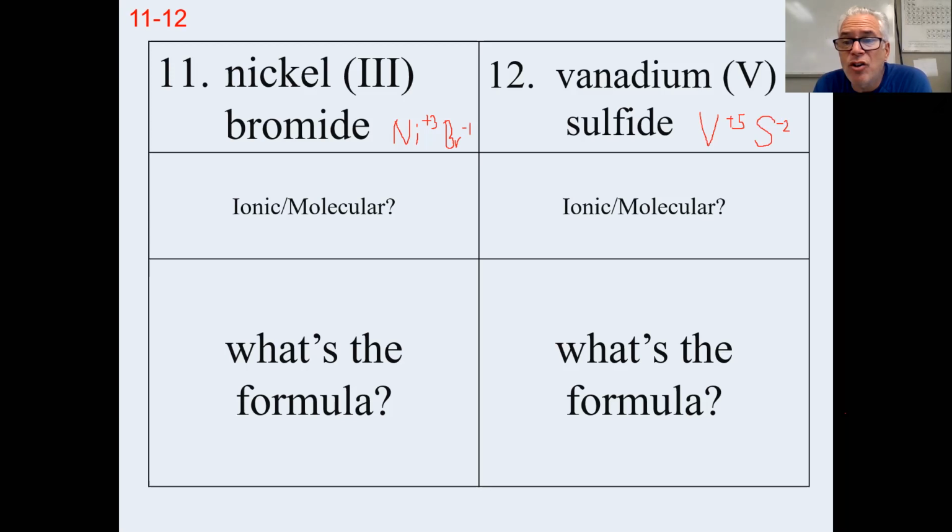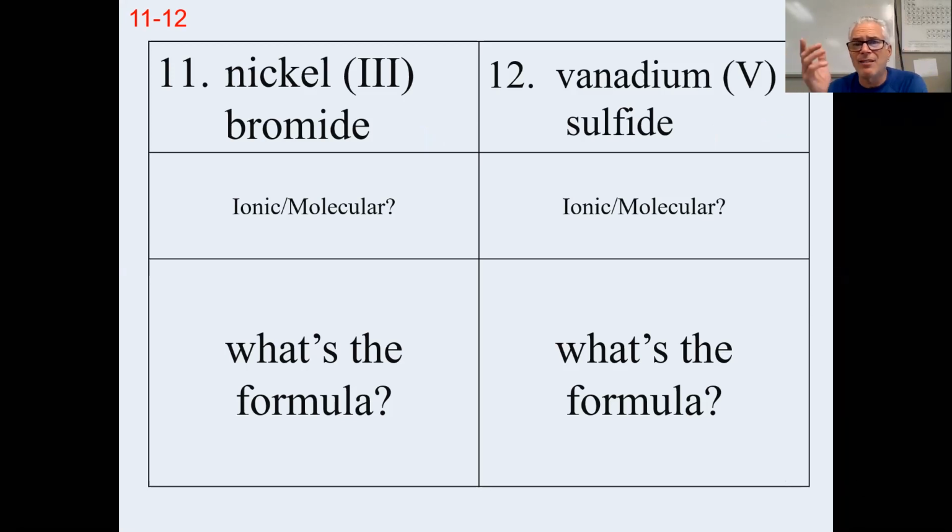Vanadium is a metal. How'd you know that? Well, it's a transitional metal right in the middle of the table. It's not a non-metal. That means it's a metal. Both of these are going to be ionic. They're both made with metals and non-metals and ions. What is the formula? You just got to crisscross this. This is not hard. You know what I mean? It's not hard. You just never did it before.